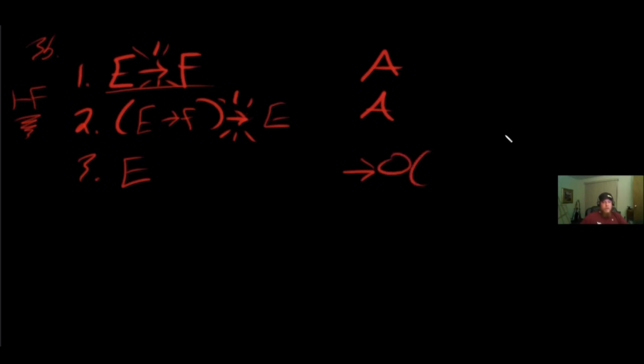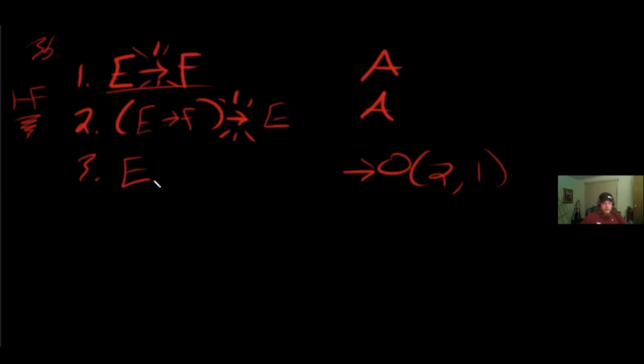Arrow out. Where was the arrow that we used? Line 2. Where was the left side match? Line 1. Again, where was the arrow that we used? We used this. Its left side was E arrow F. Its match by itself was in line 1. So we got E. Now remember, we're going after F by itself, so we're not done.